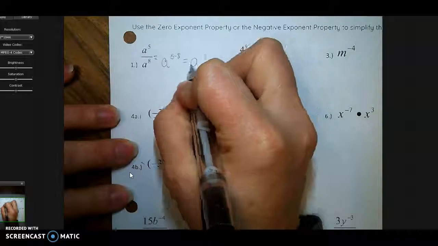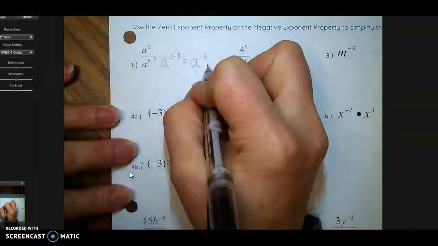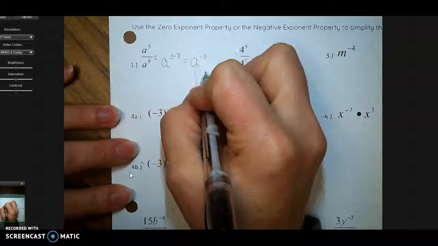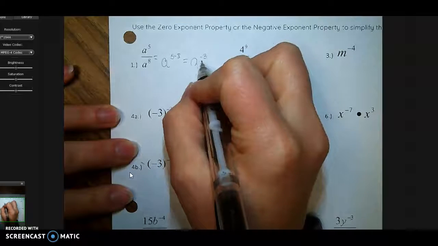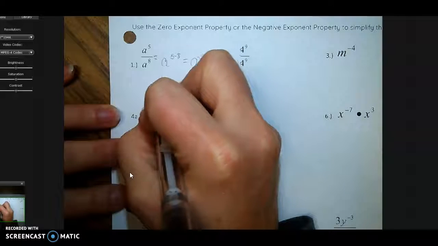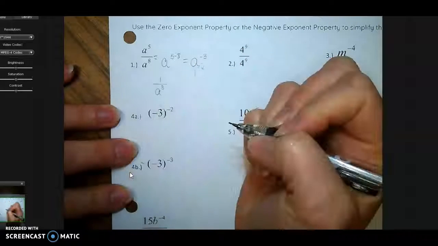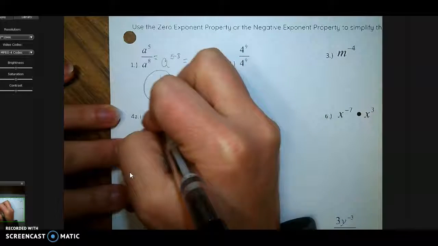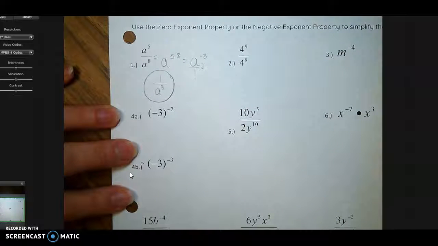I need to move anything that has a negative exponent to either the bottom if it's on the top or the top if it's on the bottom. So in this case it's on the top, so I'm going to move it down. So my final answer, when I do that, my exponent is able to become positive, and my final answer is 1 over a to the third.